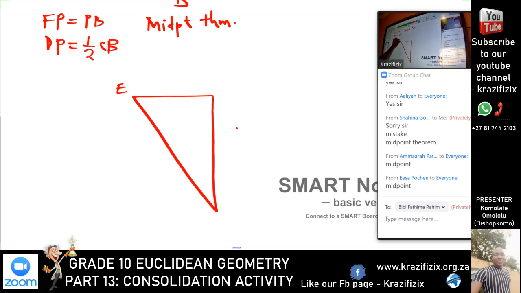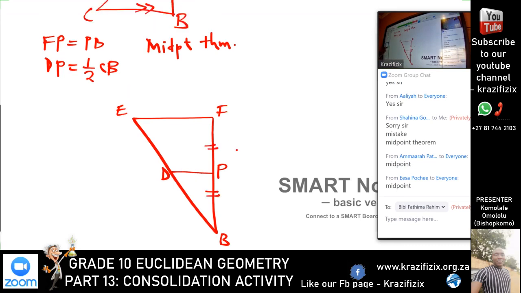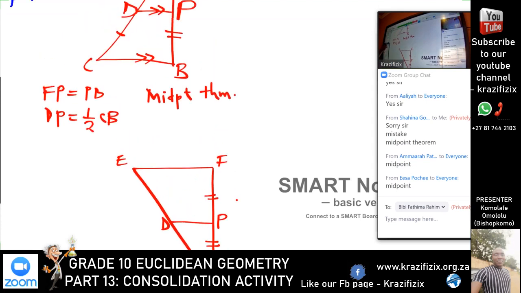I've got E, I've got F, I've got B. I've got the same line here, which is D, and we said this is P. Already we know that this is equal to this. That's what we proved earlier on. Do we agree? Let's check. Let's go back.